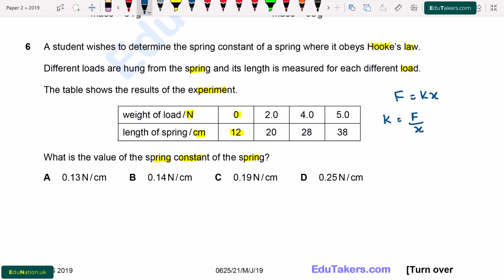I take any 2 points. I suppose I take, so I write here weight will be 4.0 minus 2.0 divided by the value of x, which is 28 and here it is 20, 28 minus 20. So the spring constant K will be equal to 0.25. Unit is Newton over centimeter. So from here option D is correct.